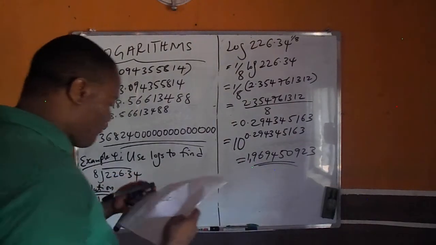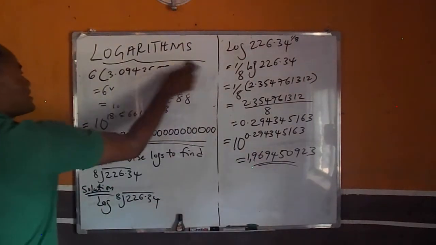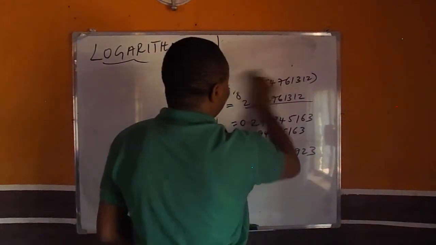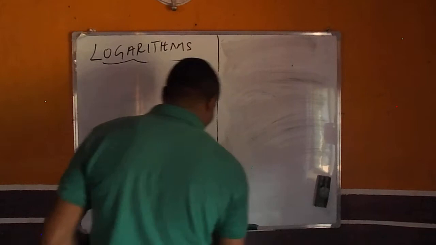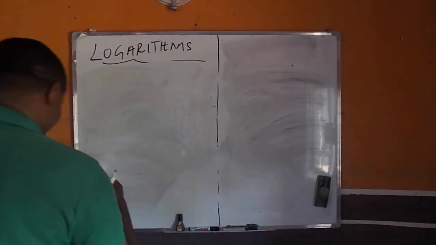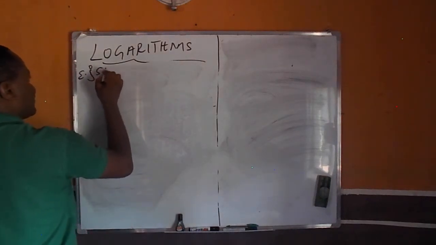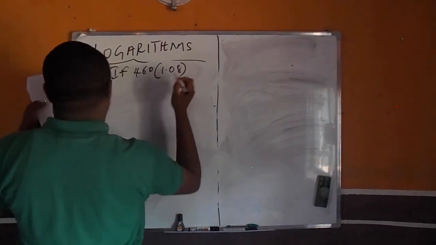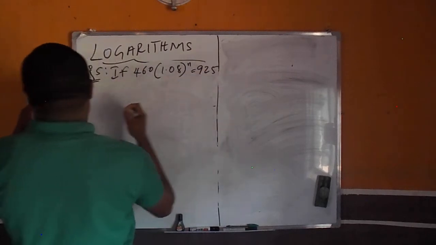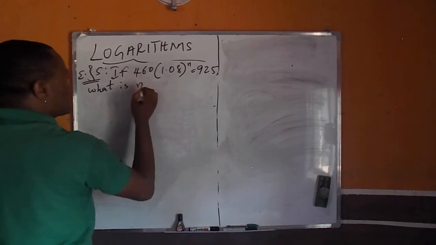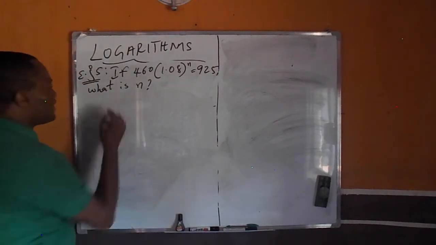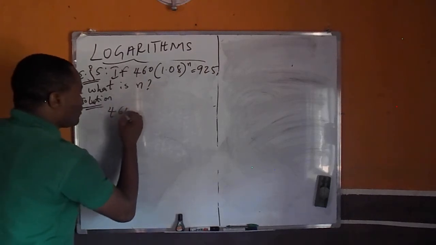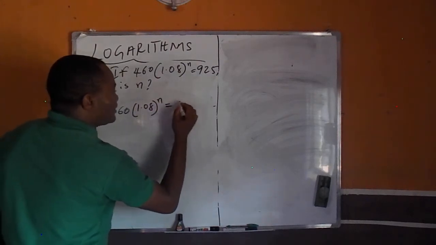We move on to example 5. Example 5 says if 460 in bracket 1.08 bracket close raised to power n equals 925, what is n? To look for n here, let's bring down the question. We say 460 in bracket 1.08 raised to power n equals 925.